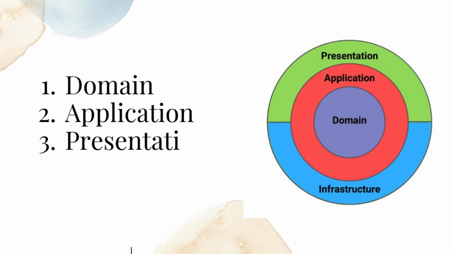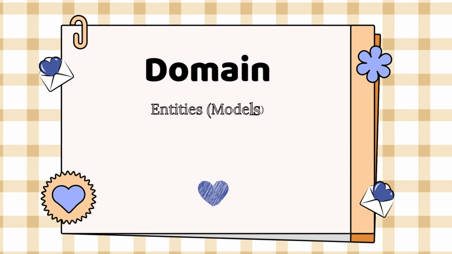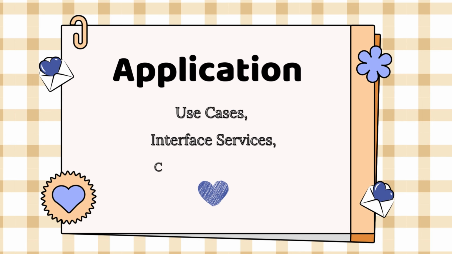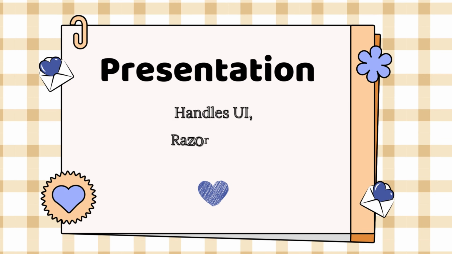In clean architecture, the project is divided into different layers, each layer responsible for specific tasks. The first one is the domain layer, which contains entities, also known as models. The second layer is the application layer. It handles use cases like CRUD operations. The third layer is the presentation layer. It handles UI things like Razor pages and view models.